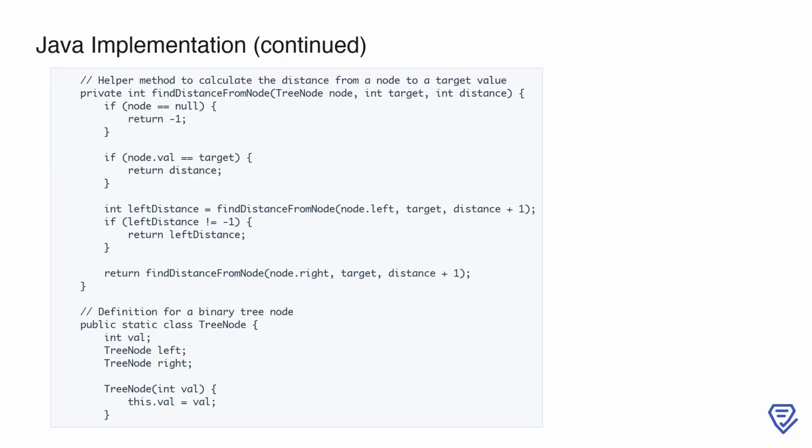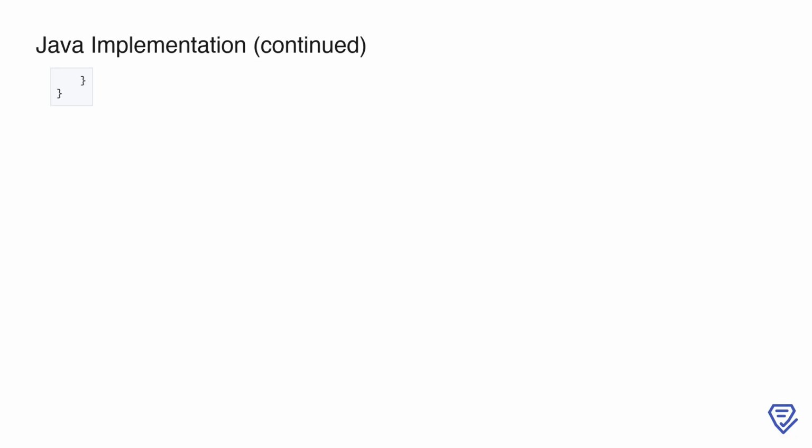At the end, we also define the treenode class, which represents the structure of each node in the binary tree. Each node stores its value and pointers to its left and right children. Finally, the closing braces complete the treenode class and the solution class.